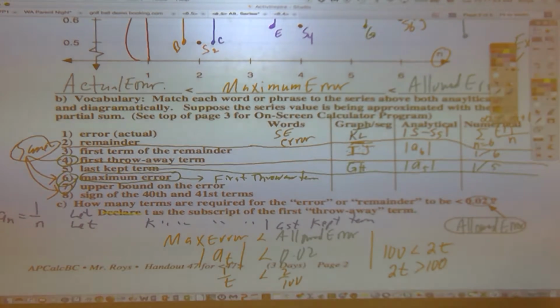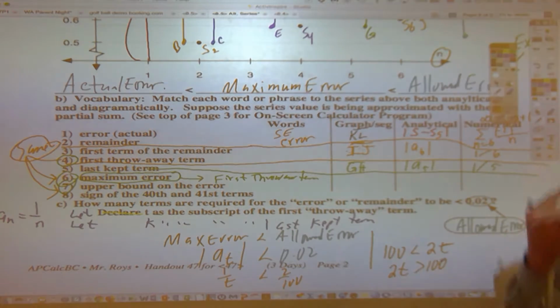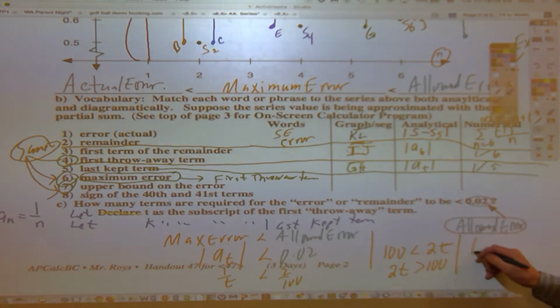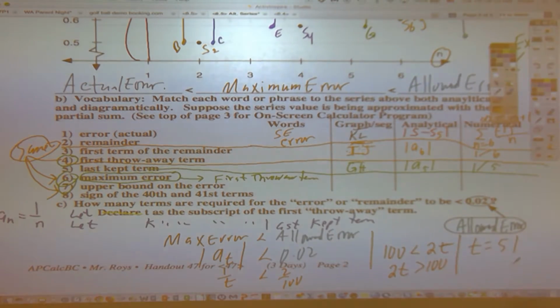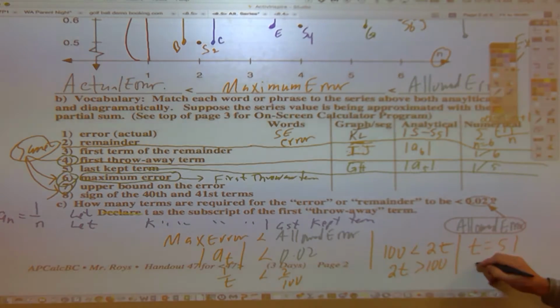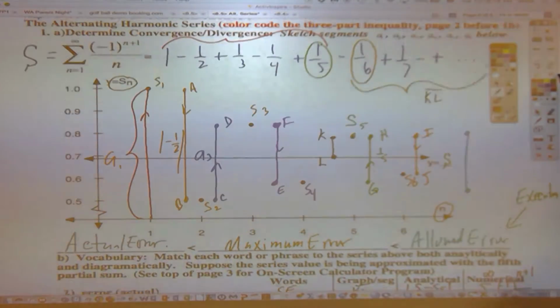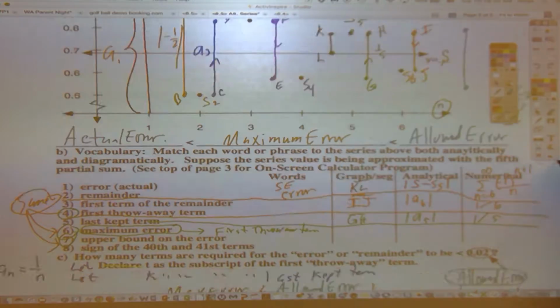What is the smallest value of t that makes this expression true? Well, it can't be 50, because 2 times 50 is not greater than 100. What's the smallest value of t that makes this inequality true? Class? So that means the 51st term is the first throwaway term, which means k is always 1 less than that. We're going to keep terms n equals 1 through n equals 50.